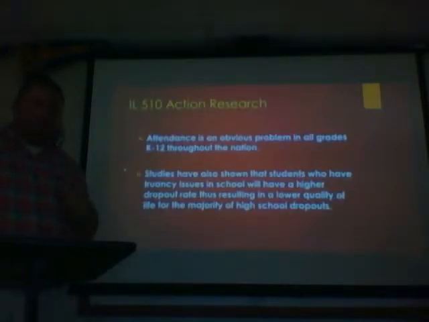First project I'm going to discuss with you is my action research project. My action research plan was an experiment on the relationship between student achievement and academic success.